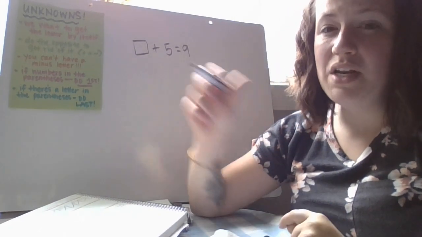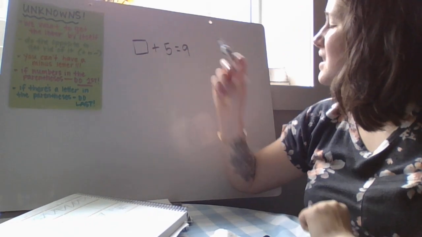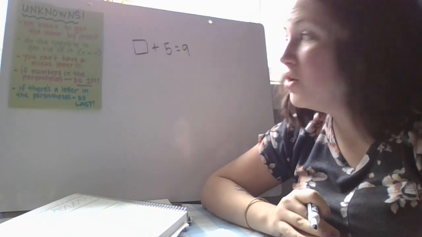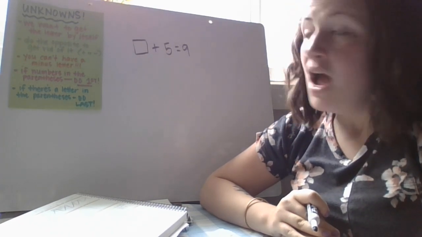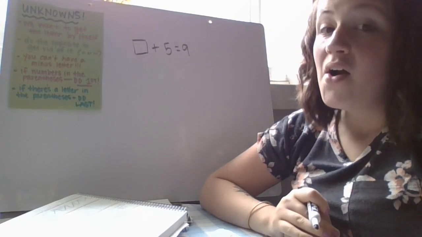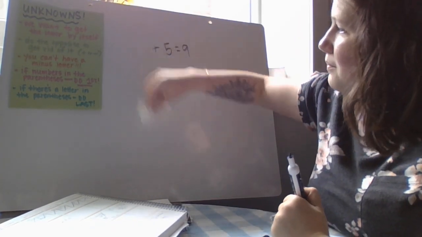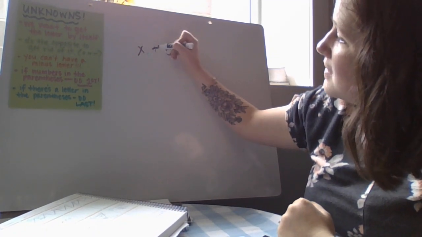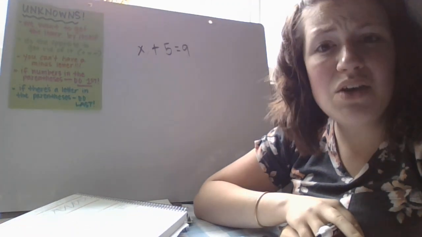So we know that blank plus 5 equals 9. We have to figure out, if that's the case, what number goes in that blank to make that number sentence true. I'm going to change that blank into a letter, and I'm going to do X. So now it says X plus 5 equals 9.